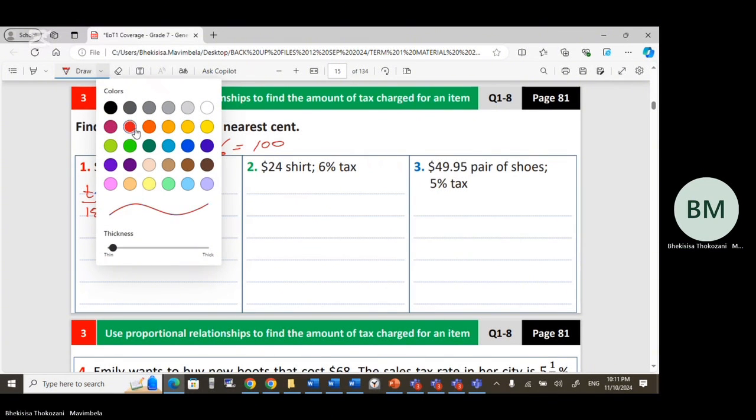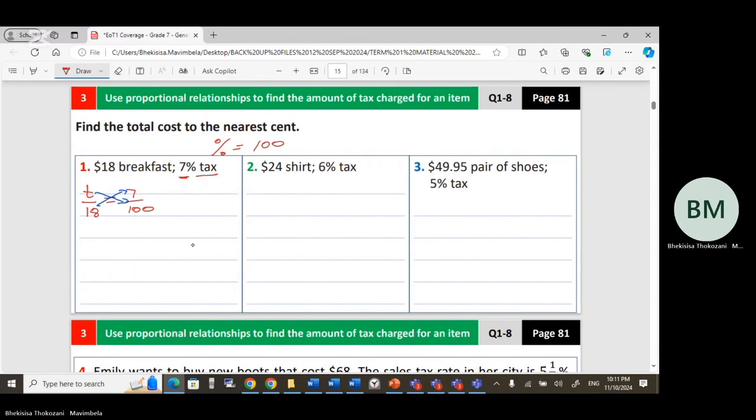Okay? Now, T times 100, so I'm saying T multiplied by 100. This is equal to 100T, equal to 18 times 7. Now we have 18 multiplied by 7. Let's do some little notes here on top.